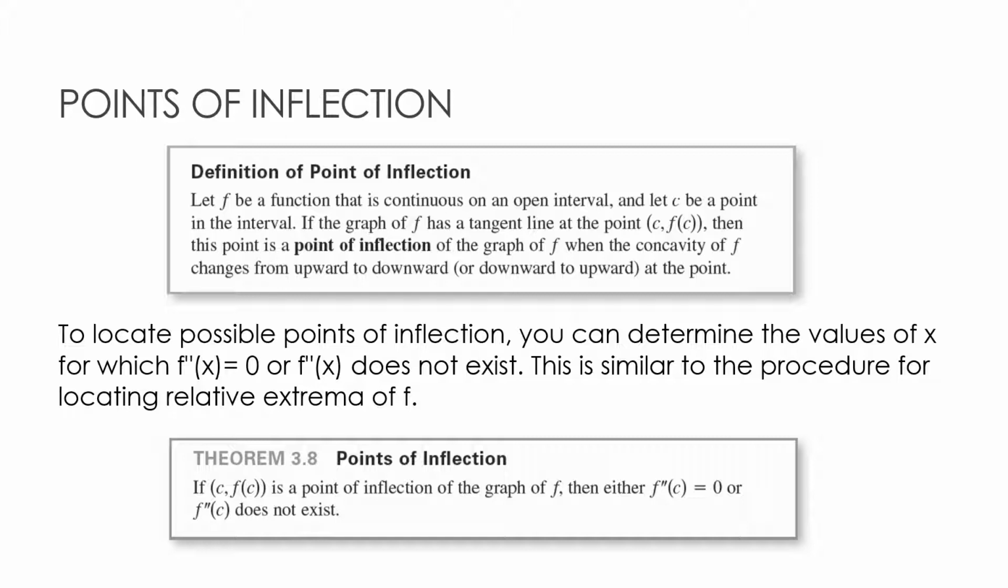Well, just as we did in the last video, we determine where f double prime of x is 0 or where f double prime of x does not exist. So the same thing we did for relative extrema, critical values. This is a possible point of inflection, and then we determine if concavity actually changes, we call it a point of inflection.